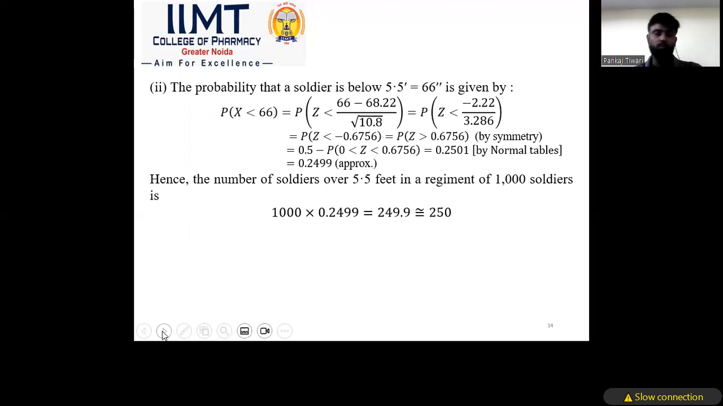which from the normal table is equal to 0.5 minus 0.2501, equal to 0.2499 approximately. Hence, the number of soldiers below 5.5 feet in the regiment of 1,000 soldiers is 1,000 into 0.2499, equal to 249.9, approximately 250 soldiers below 5.5 feet.